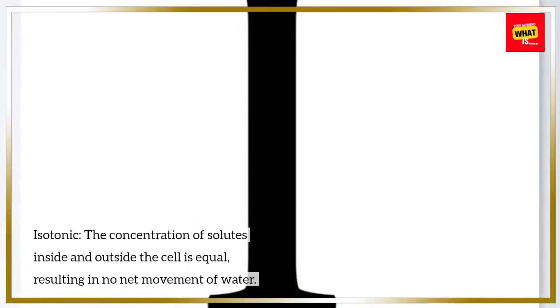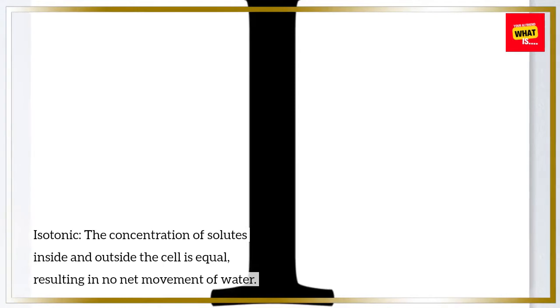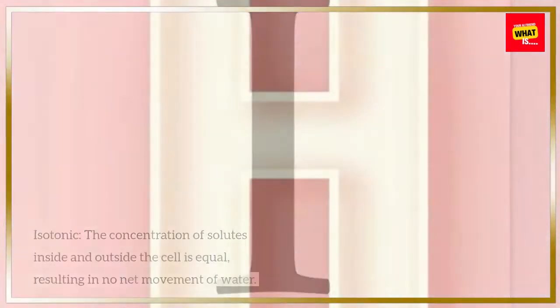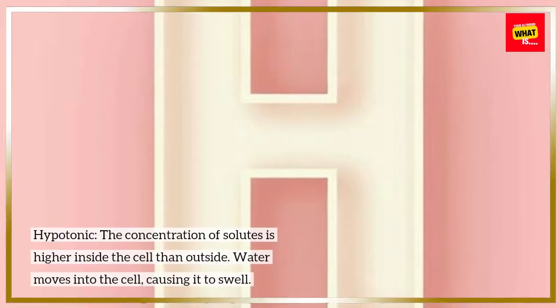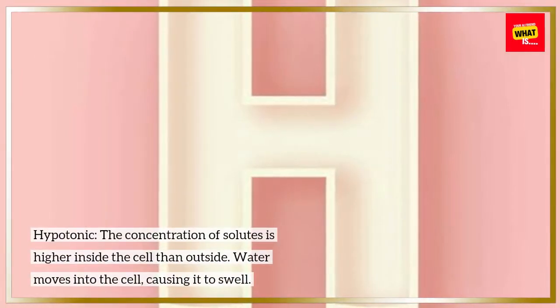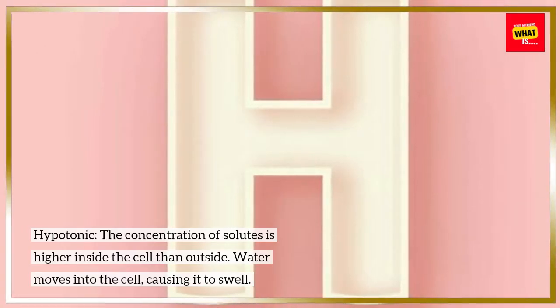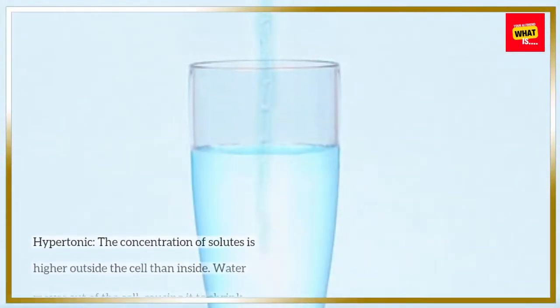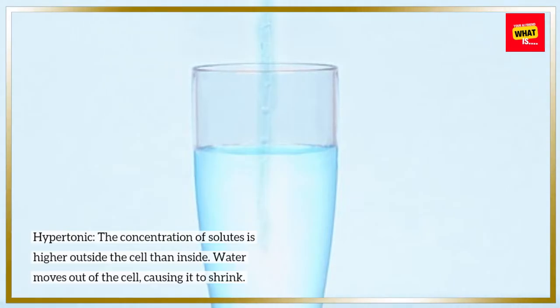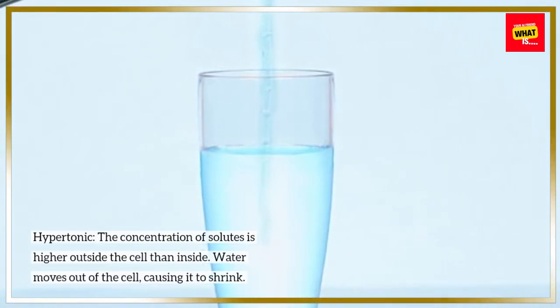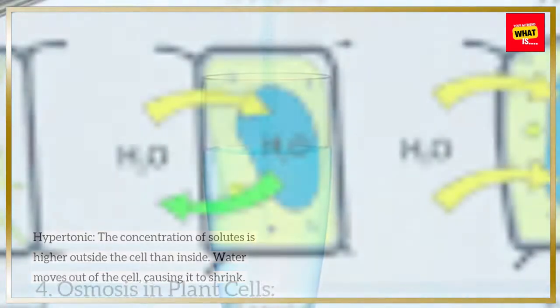Isotonic. The concentration of solutes inside and outside the cell is equal, resulting in no net movement of water. Hypotonic. The concentration of solutes is higher inside the cell than outside. Water moves into the cell, causing it to swell. Hypertonic. The concentration of solutes is higher outside the cell than inside. Water moves out of the cell, causing it to shrink.